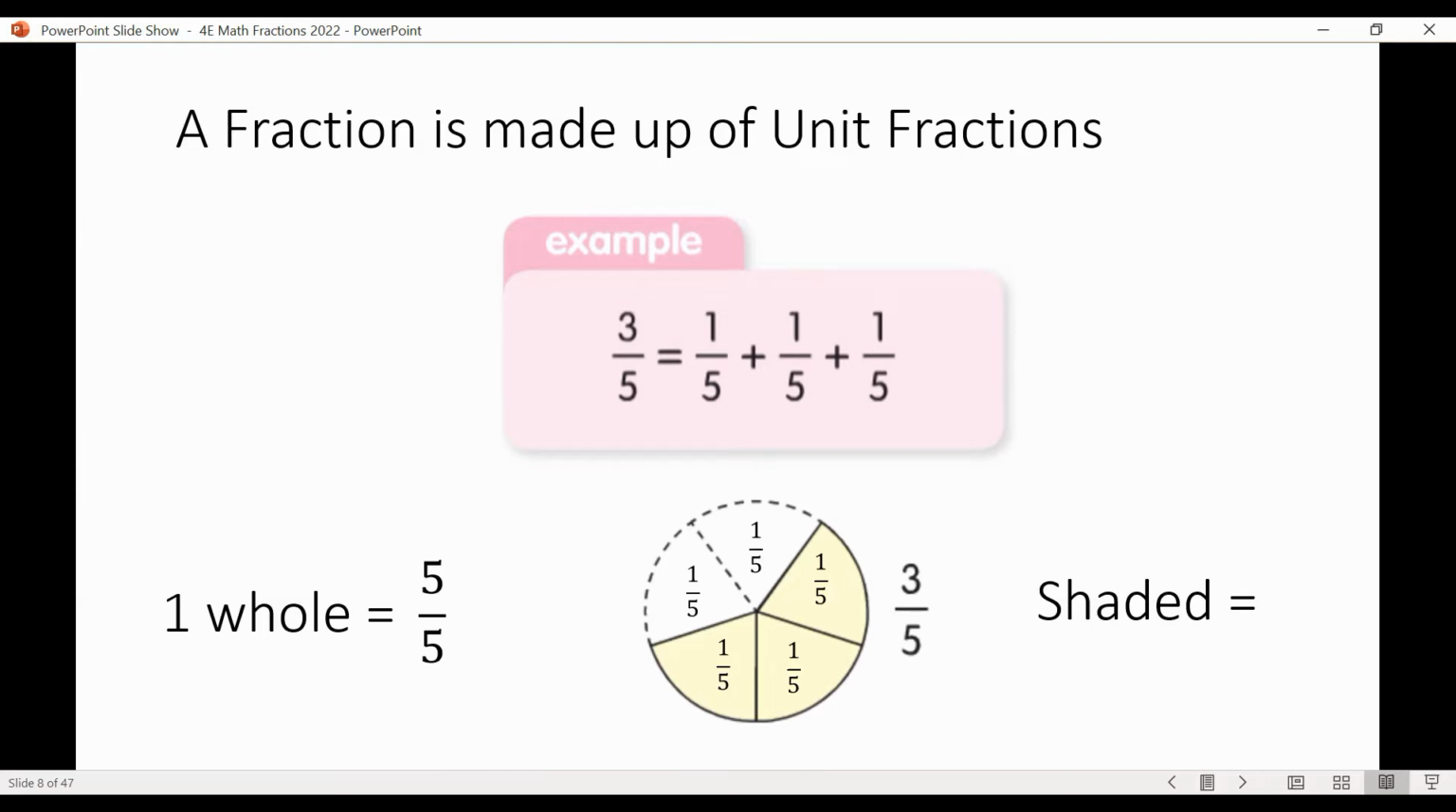So in this case, I'm looking at fifths. The whole of fifths is 5/5. If I take 3 out of them, then I will have 3/5, which is made out of 1/5, 2/5, and 3/5. Do you understand what I'm saying? So you have 3 of the fifths.